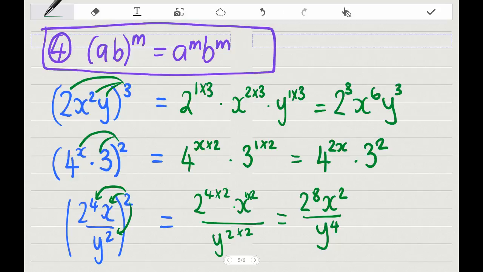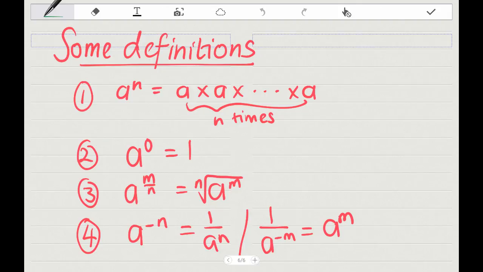Okay, so those are the 4 exponent laws. And just remember, however complicated your questions get, you still need to apply the underlying laws that we've just spoken about. Let's look at some more definitions that you'll use when working with exponents.